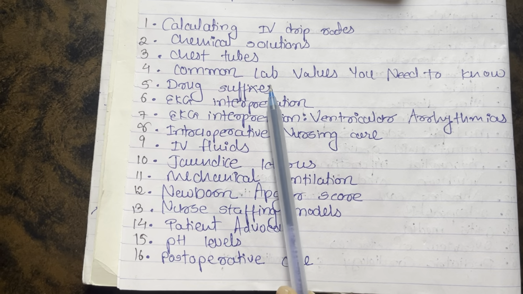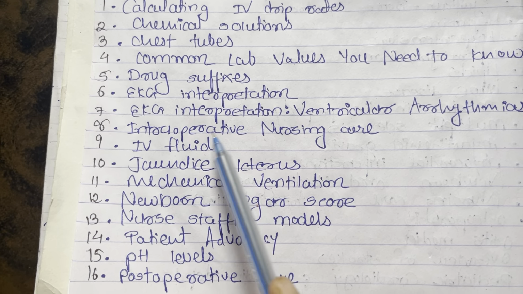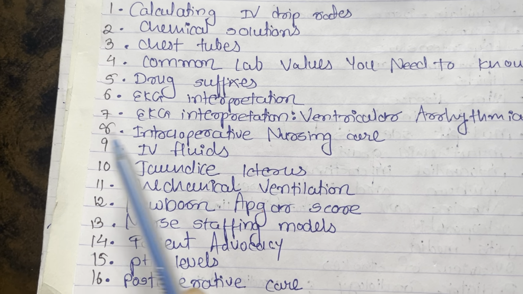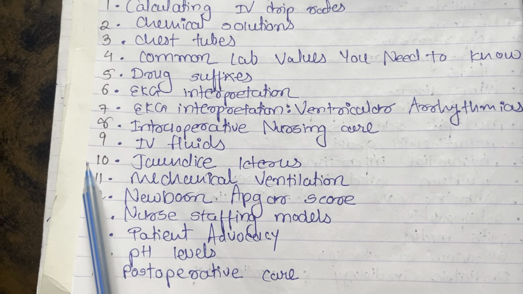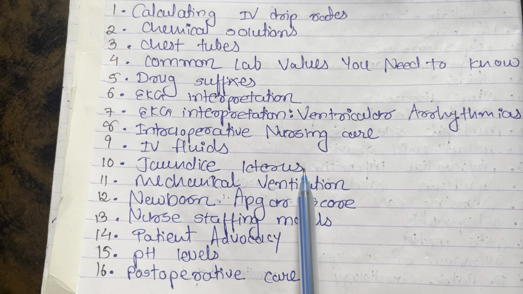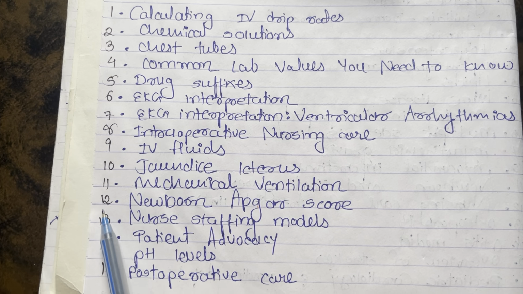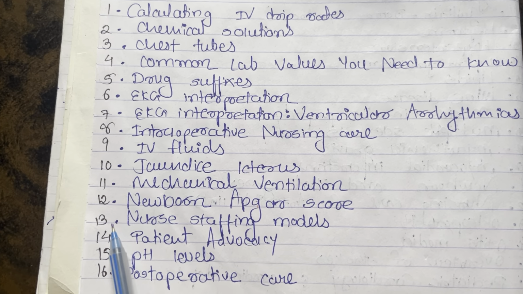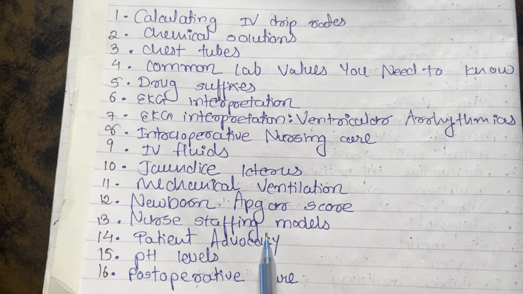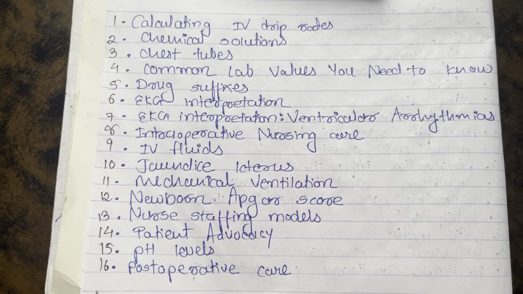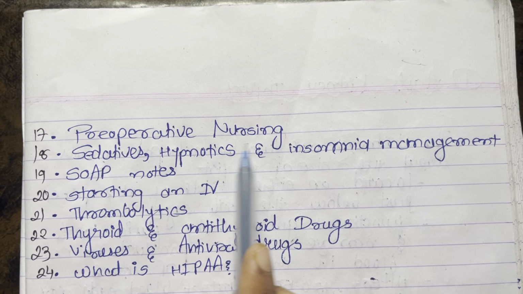5. Drug suffixes. 6. EKG interpretation. 7. Ventricular arrhythmias. 8. Intraoperative nursing care. 9. IV fluids. 10. Jaundice lectures. 11. Mechanical ventilation. 12. Newborn Apgar score. 13. Nurse staffing models. 14. Patient advocacy. 15. pH levels. 16. Post-operative care. 17. Pre-operative nursing.